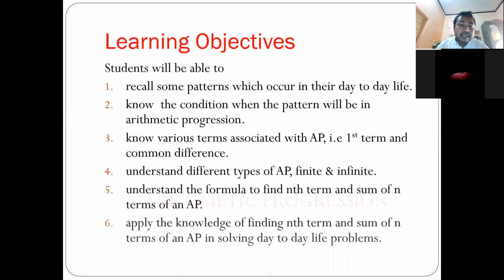What do we learn today? This is the learning objective. Recall some patterns which occur in day-to-day life. Know the condition when a pattern will be in arithmetic progression. Know various terms associated with AP, that is first term and common difference.